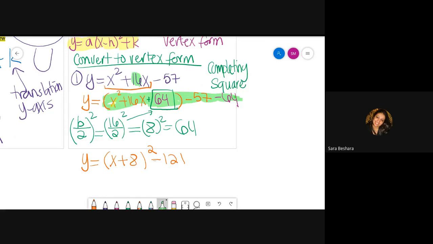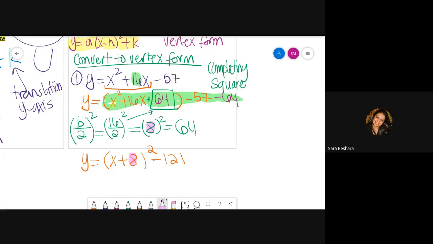Now, notice something. So this is 8. This is also 8. So this number is always b over 2, but without the square, because we kept the square outside. Okay, that's one way to complete the square.